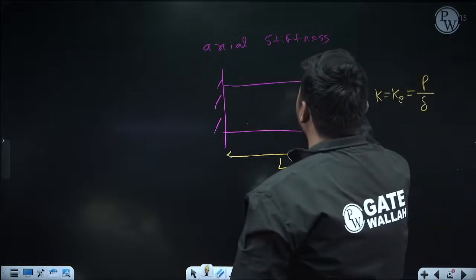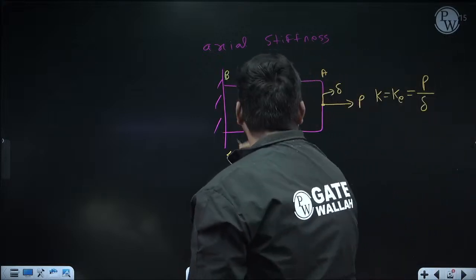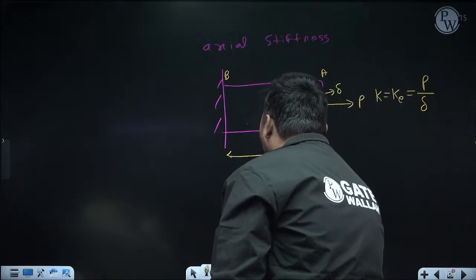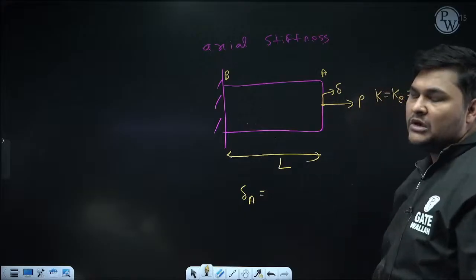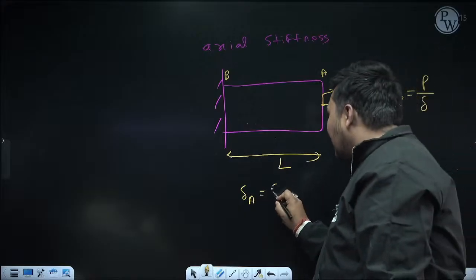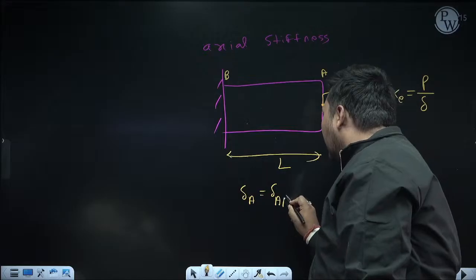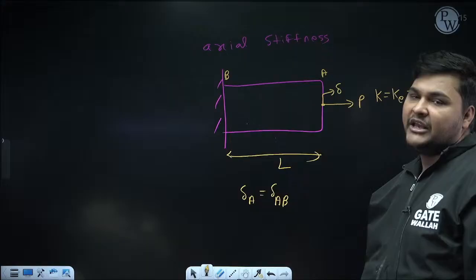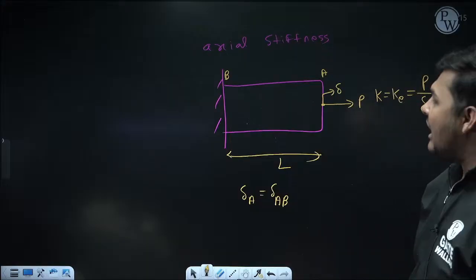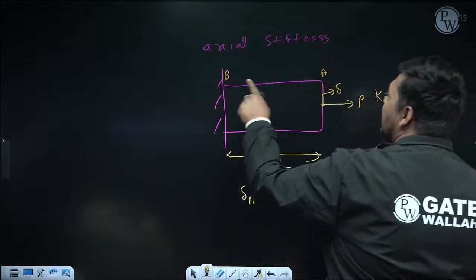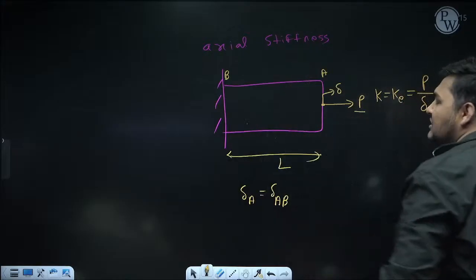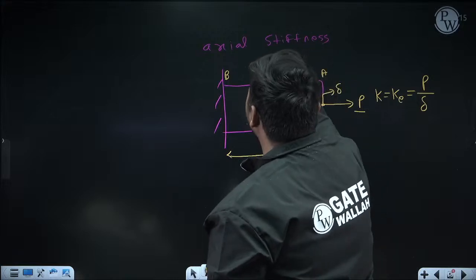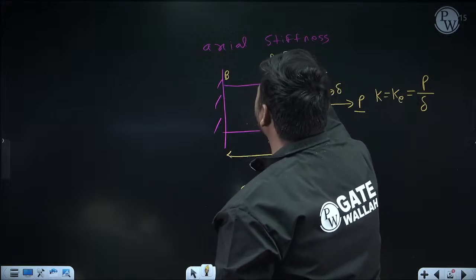Suppose this point is A, this point is B. My objective is to calculate the deflection of point A, that is delta A. Now if you want to calculate the total deflection of any point, we will calculate the deflection of that point with respect to a fixed point, because deflection of a fixed point is always 0. So delta AB is nothing but delta A, because delta B is 0. Now how can we calculate delta AB? You can see in the AB portion an axial load is acting, which is P. The cross section area of each cross section of AB is A, and Young modulus is E.